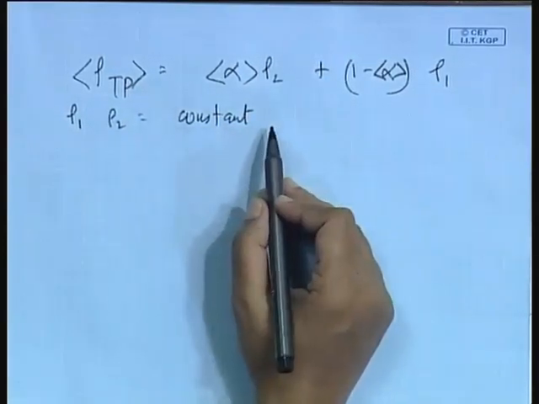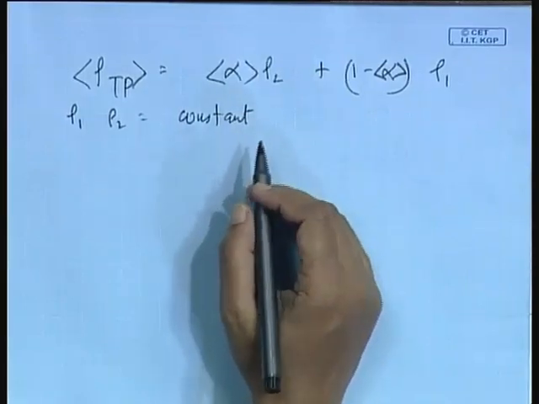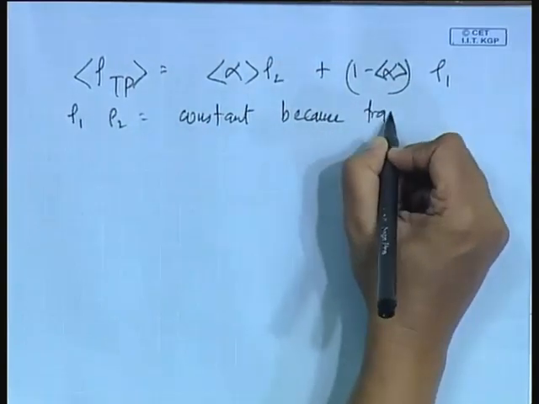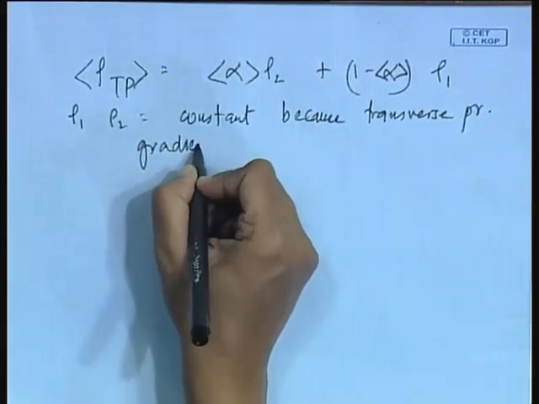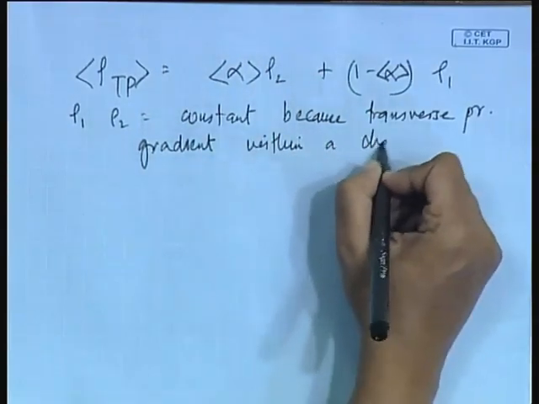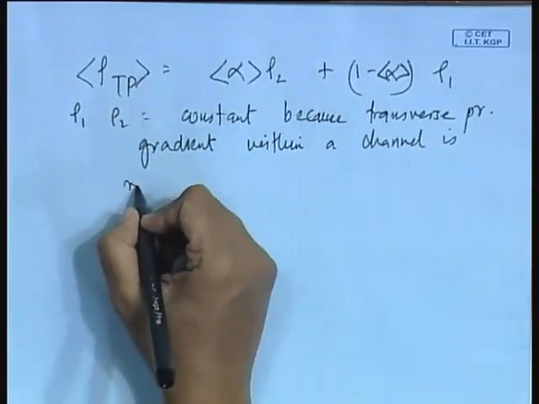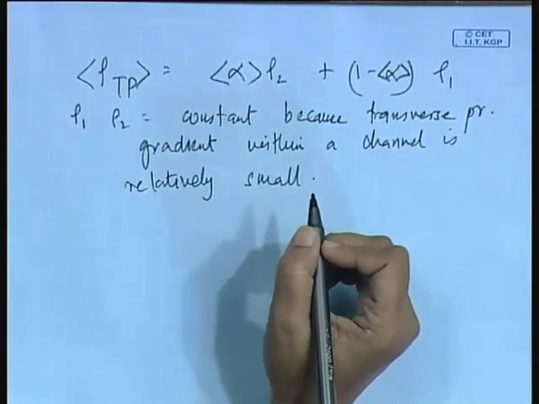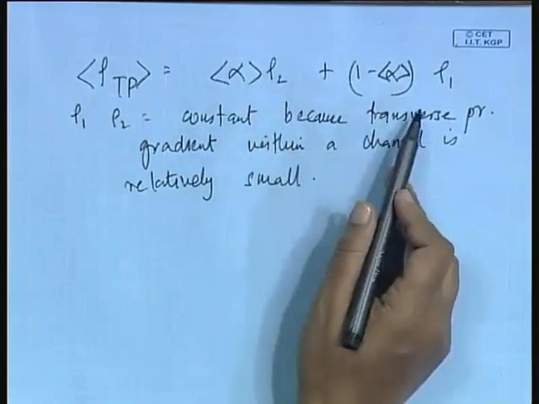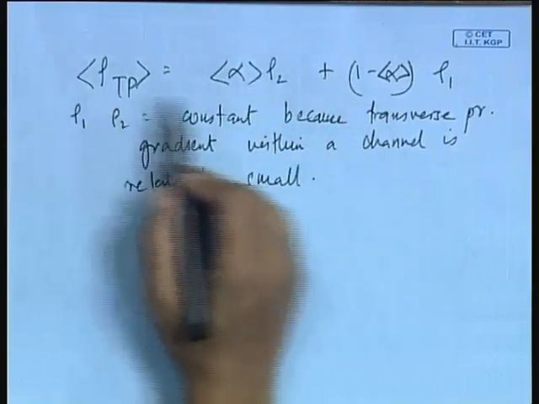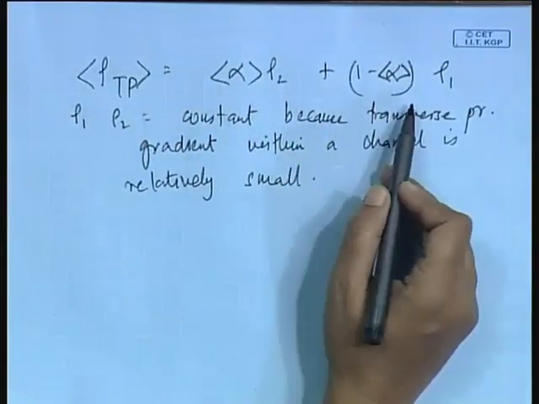And this particular assumption, remember, is a valid assumption because the transverse pressure gradient within a channel is relatively small. So, therefore, rho 1 and rho 2 being constant is a reasonably valid assumption, and under that condition the mixture density, the correct expression, is in this particular form.